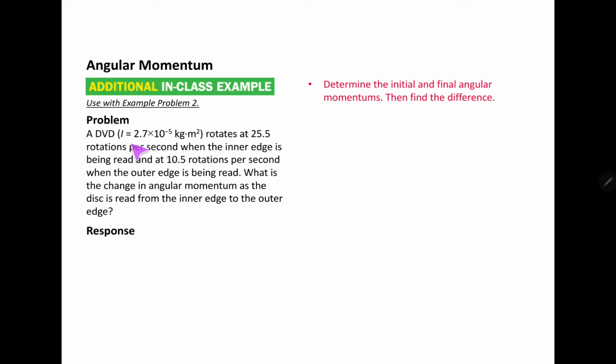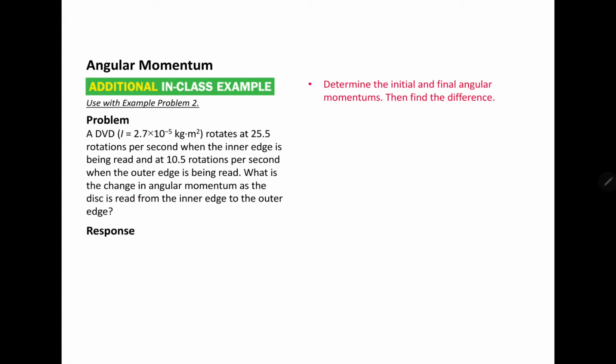A DVD with moment of inertia I equal to 2.7 times 10 to the power minus 5 kilogram meter square rotates at 25.5 rotations per second when the inner edge is being read, and at 10.5 rotations per second when the outer edge is being read. What is the change in angular momentum as the disk is read from the inner edge to the outer edge?